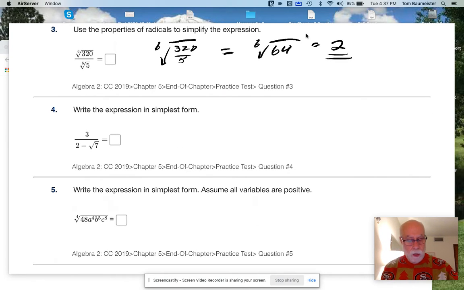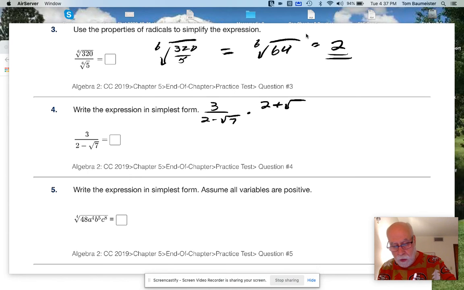Okay. On our next one here, it says write the expression in simplest form. You have 3 divided by 2 minus root 7. So remember, when you have 3 over 2 minus the square root of 7, you're going to multiply the top and the bottom by the conjugate of 2 minus root 7, which would be 2 plus root 7. And that's a 7 there, not a 2.